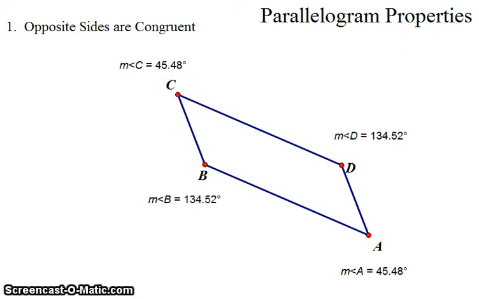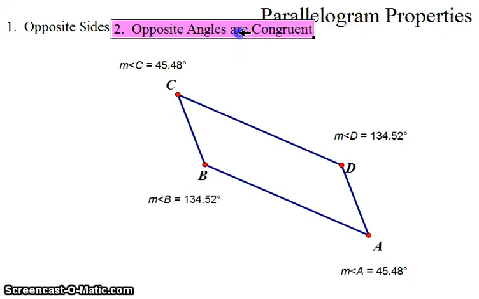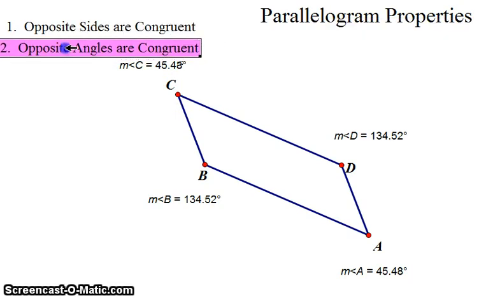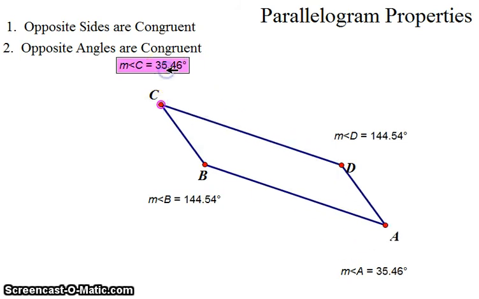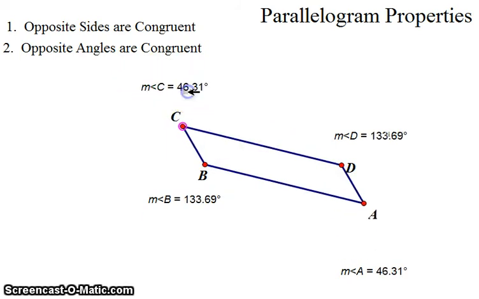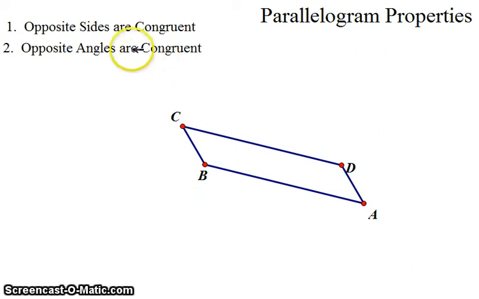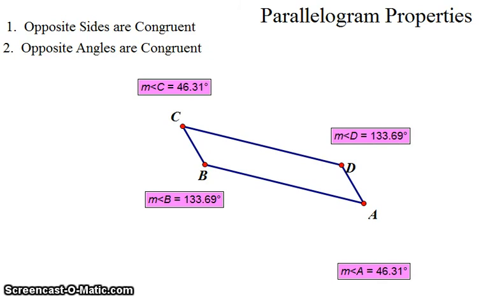So as I move the parallelogram around and change its size and its angles, one thing that seems to remain constant is that opposite angles are congruent, as you can see. Alright, so far we've talked about how opposite sides of a parallelogram are congruent, and we talked about how opposite angles are congruent. But let's go back to these angle measurements.